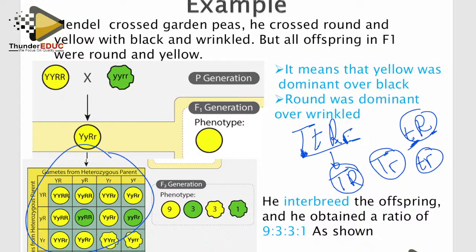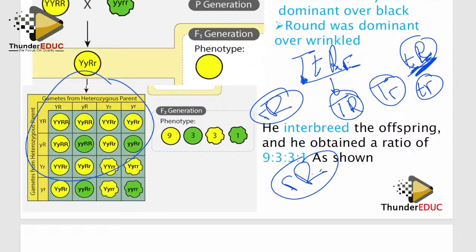T is T depending on which character it is determining, and R is not T. Therefore, we keep the same order of starting with T. But if it was capital R, small r, you can't write it as small r, capital R, because it is the same kind of gene. Therefore, you have to say capital R, small r. Is it clear? Yes.